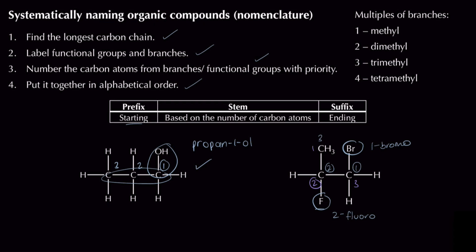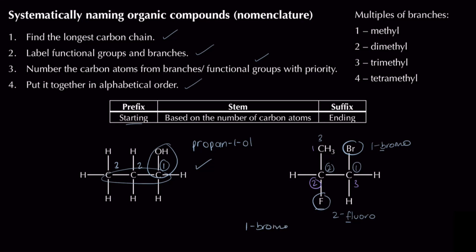So how would I actually go about putting these in order? Well, I need to think in terms of alphabetical order. I've got B and I've got F. So we know in the alphabet B hopefully comes before F. So in that case, I put 1 bromo first, just because it's going to be in alphabetical order, and we need to get rid of any ambiguous answers.